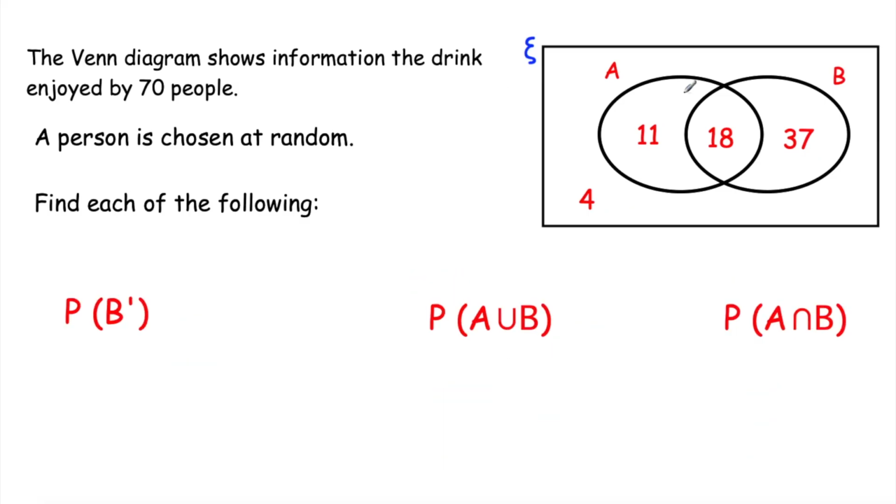Okay, next. We've got the same Venn diagram, but this time I'd like you to find the probability of the complement of B, the probability of A union B, and the probability of A intersect B. So pause the video and find these probabilities now.